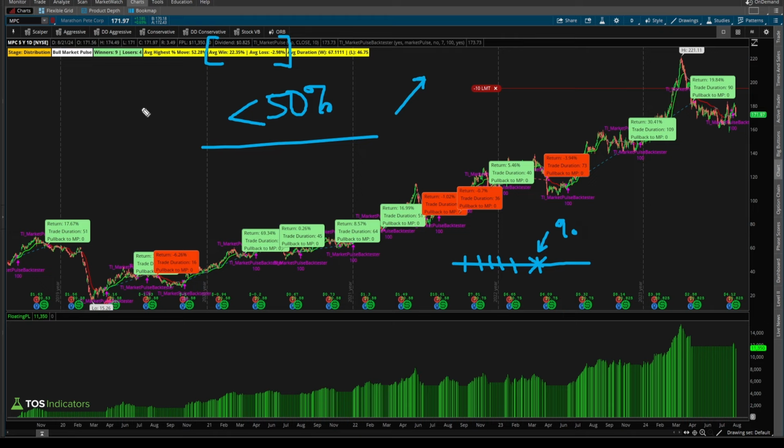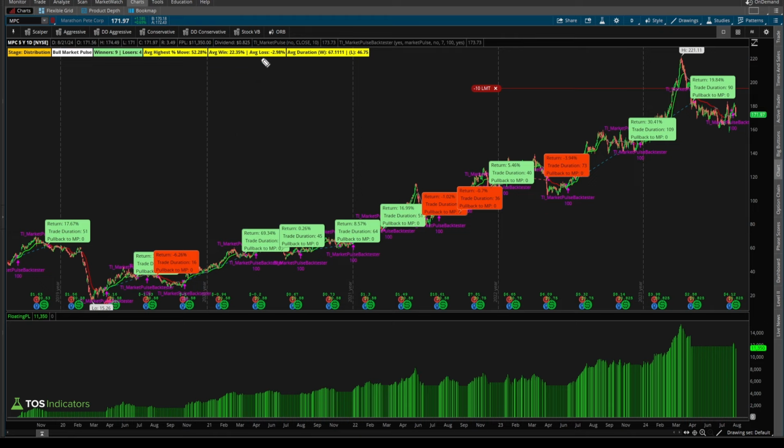Well, that's where I think having this market pulse backtester is going to eliminate the need for that. You can focus on setups in which you have a greater than 50% win rate, meaning you still feel good about the setup, you're winning more often than you're not, and your average winner is much greater than your average loser. So let's take a look at the setup in Marathon Petroleum, see how we would analyze it.